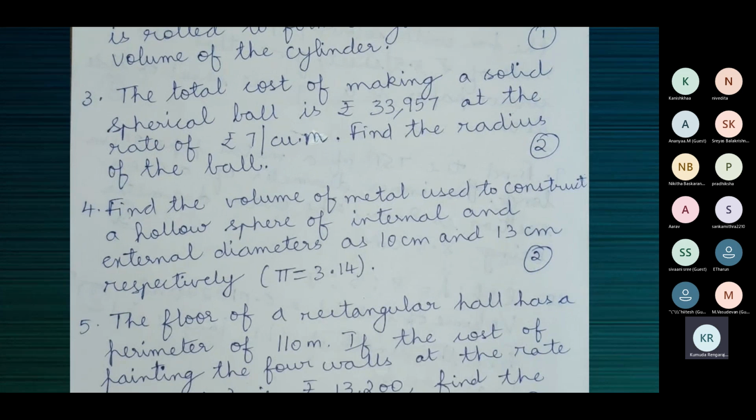So in question number 3, I think I read the question for you. The total cost of making a solid spherical ball is rupees 33,957 at the rate of rupees 7 per meter cubed. To make 1 meter cubed, you have to spend 7 rupees. So for how many meter cube have you spent 33,957?